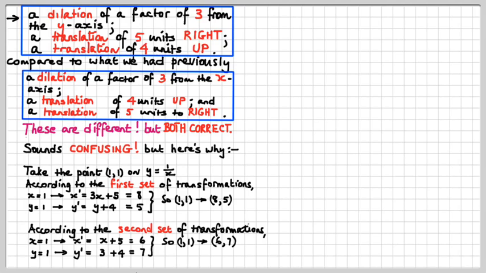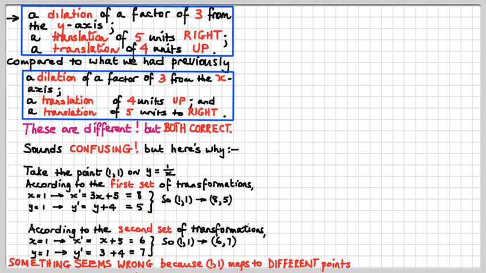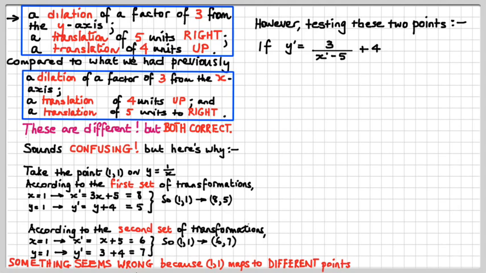So that seems completely weird because up here we've got 1 and 1 going to 8 and 5, 1 and 1 going to 6 and 7. So how can this be? Something seems wrong because x is 1, y is 1 maps to different points. However, testing these 2 points, I decided, well, I'll see whether 8 and 5 is a valid point on the transformed curve, and I'll see whether 6 and 7 is a valid point on the transformed curve.